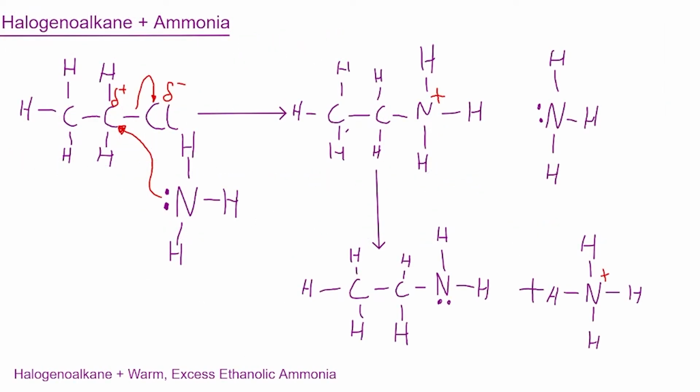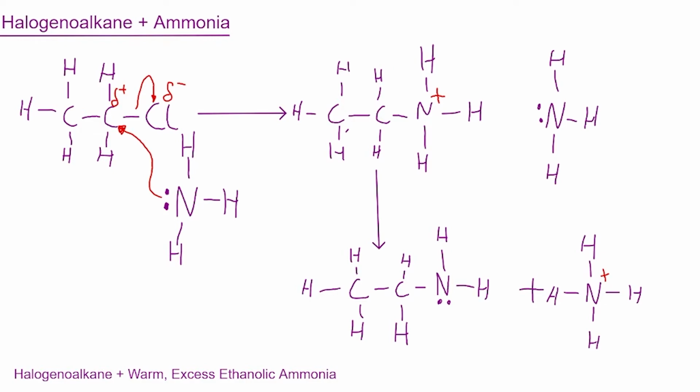Unfortunately, the previous example is not the only nucleophilic substitution you need to be aware of. You also need to know what happens if a halogenoalkane reacts with warm excess ethanolic ammonia. By warm, I mean you have to warm the solution together. So the start of it is the same as with the previous mechanism. However, you'll notice that the nitrogen atom here has a positive charge. This means that the reaction is going to continue.